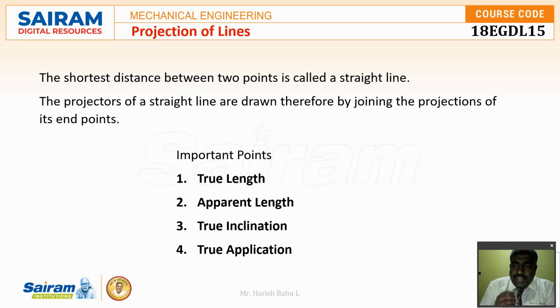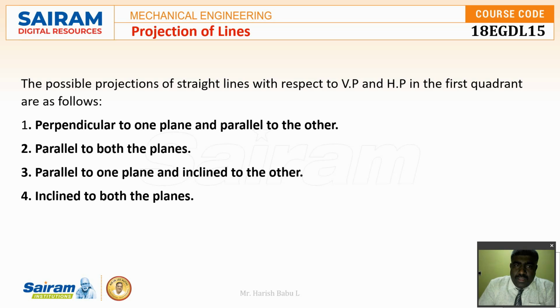The important things to be remembered are the true length, the apparent length, the true inclination, and the apparent inclination. Coming to the possible projections of a straight line with respect to VP and HP in the first quadrant: from now onwards, we're going to deal only with the first quadrant. When we saw points, we dealt with all four quadrants, whereas with the projection of lines, we deal only with the first quadrant, or we can say the first angle of projection.